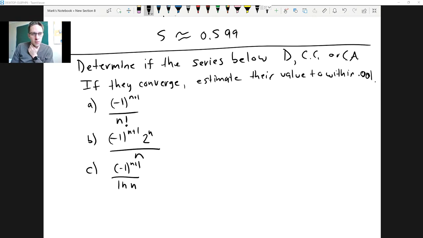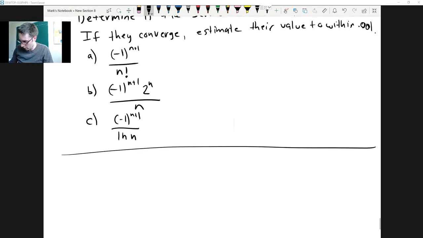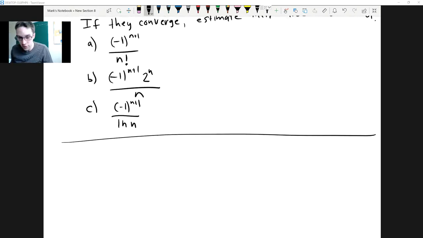I'm going to move relatively quickly, and feel free to slow the video down if I'm going too fast for you. All right, so the first one we're going to look at is the sum of -1 to the n plus 1 over n factorial. And the alternating series test for checking for convergence is really easy. We just need to check if the terms go to 0.